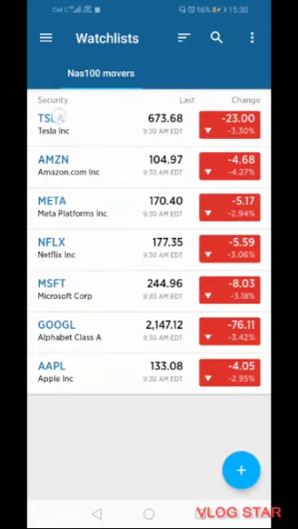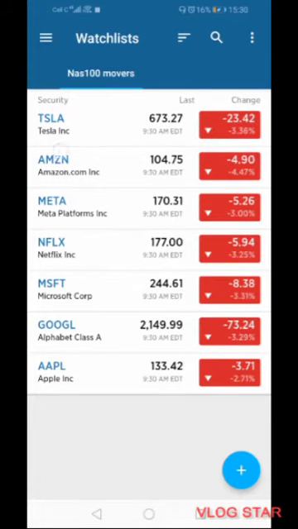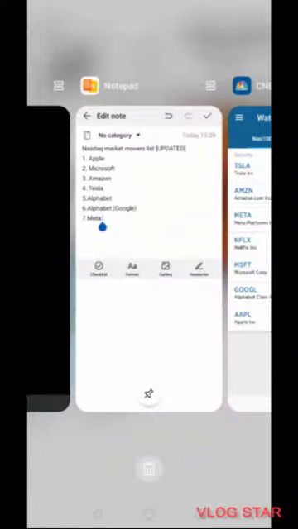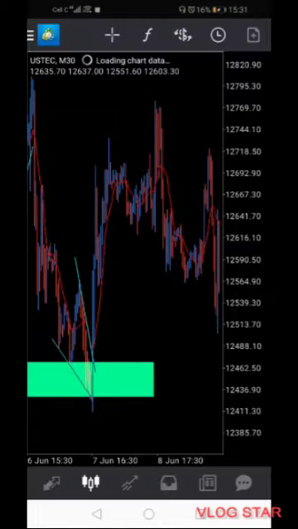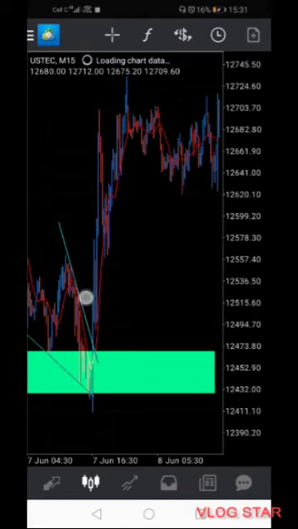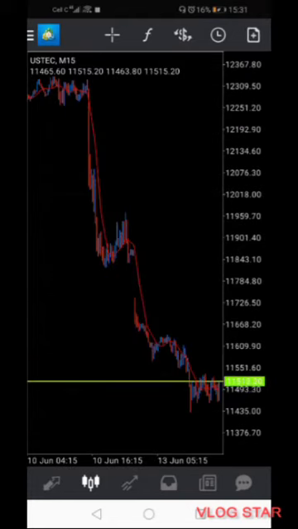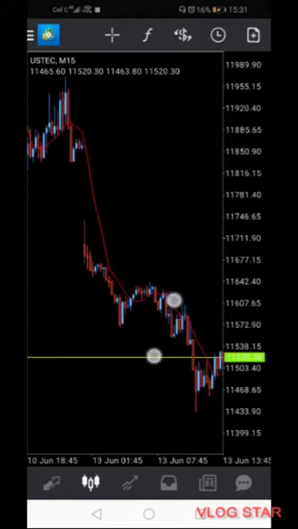Let's see what's happening here. Everything is red. We should be going down. Okay, cool. Let's move, guys. We're getting used to this. It just happens naturally now. We're just moving naturally. So let me go down to my M15 and let's see what's happening.